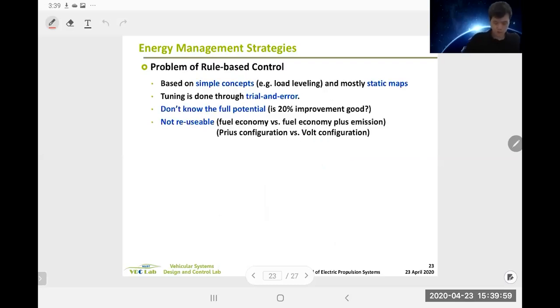So problem of rule-based control is, it's a simple concept based on static maps, but it requires a lot of tuning and calibration to optimize the system. And even if you do so, you don't know its full potential.